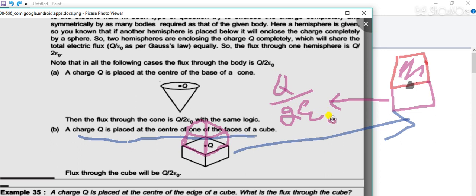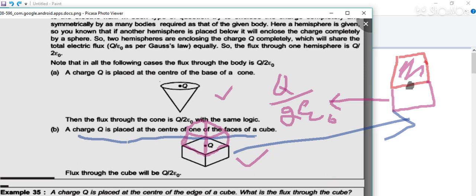Either you can say it's a hemisphere or cone or cube, you have to check the position of the charge, how many cubes are required or how many hemispheres are required. Like two hemispheres are required, two cubes are required, and two cones are required. So this is all about the concept. If you know the concept, then you can solve the questions.